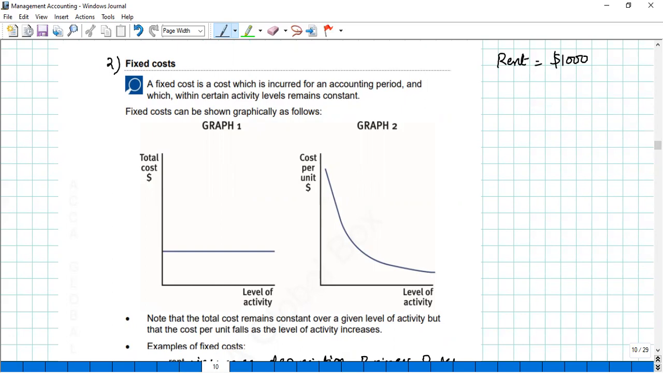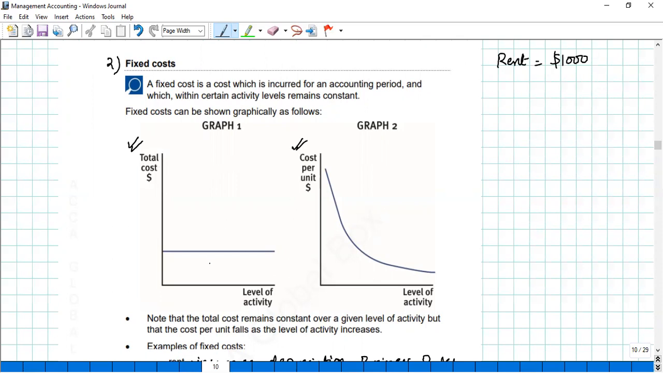So such a cost is known as fixed cost. It does not depend upon level of activity. Even if your level of activity is 0, still you have to pay that cost. So this type of cost is known as fixed cost. Now there are two graphs here. The first one, graph one, is representing the total fixed cost. And the second one is telling us about the fixed cost per unit.